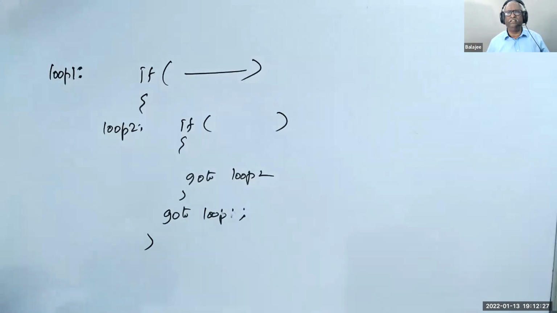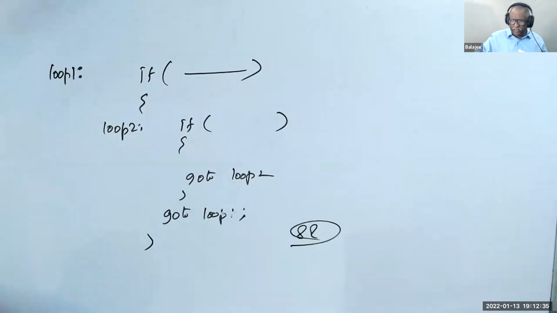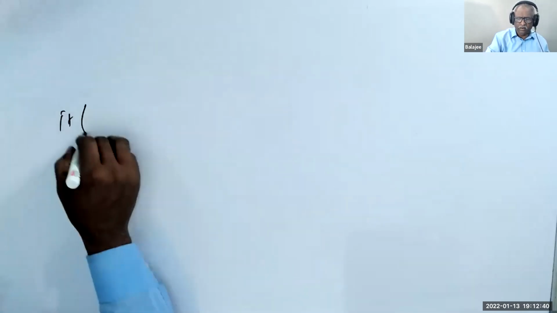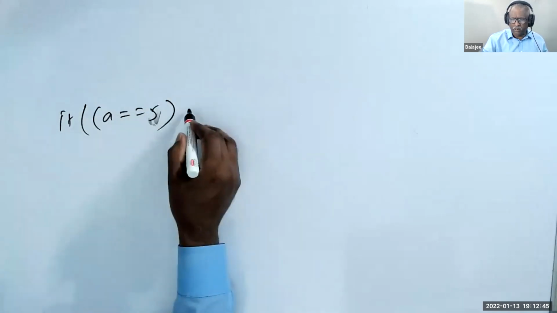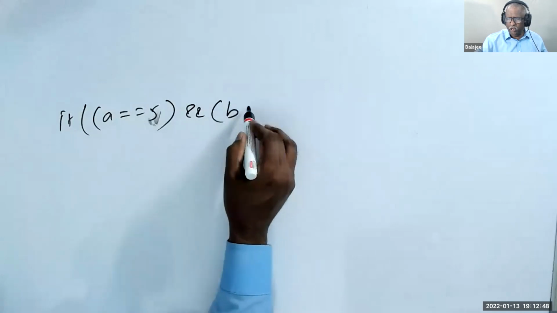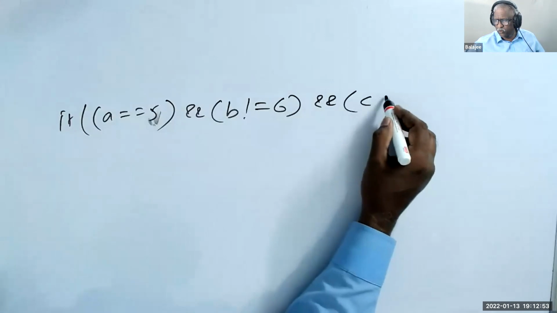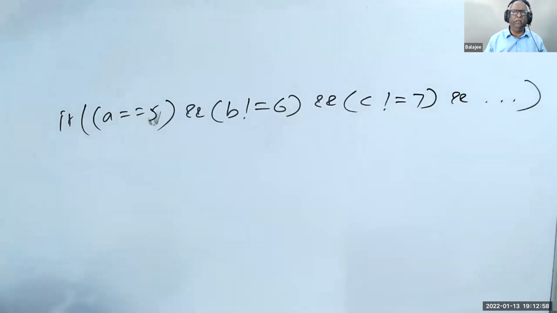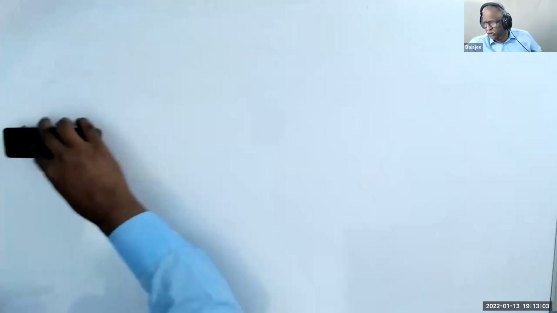You can do any number. It doesn't matter. If somebody is asking how many I can use, see, let me tell you one thing. The if does not bother. I can say if A equal to B, so A equal to 5, and then B not equal to 6, and then C not equal to 7, and then you can do that. You can write any big condition, doesn't matter. You can write any number of things, and C will always take care of that.